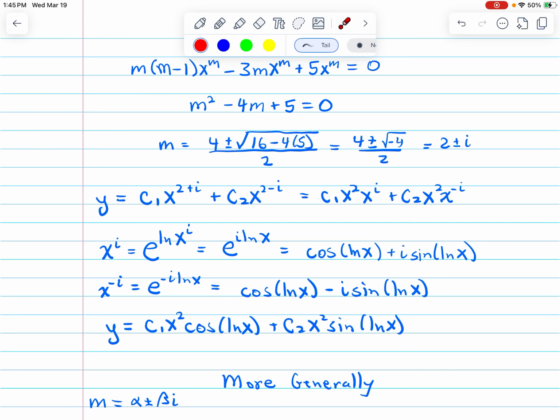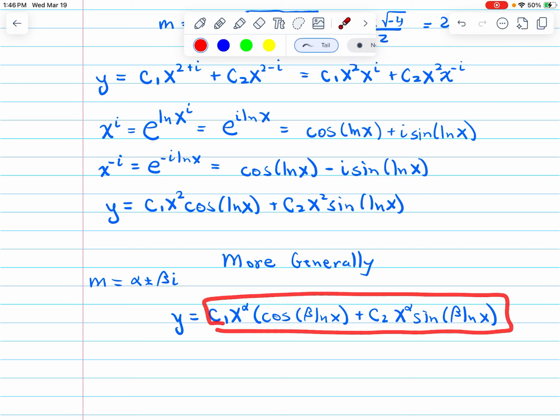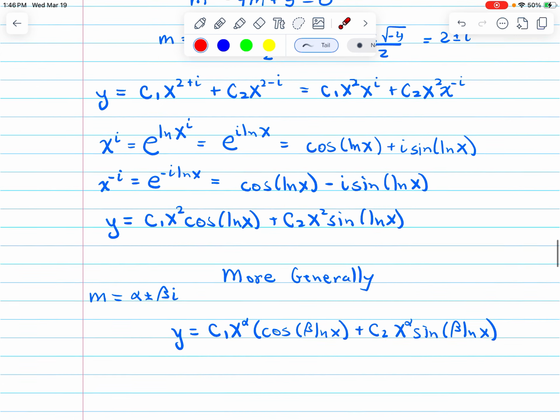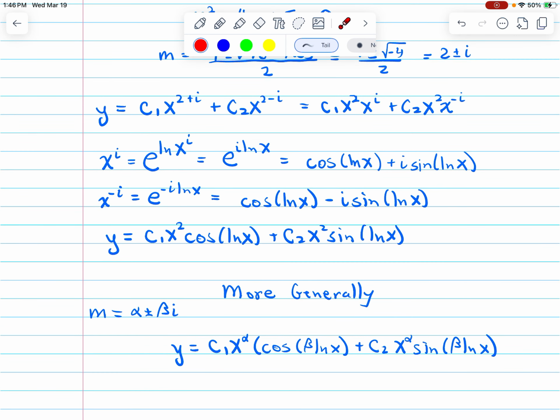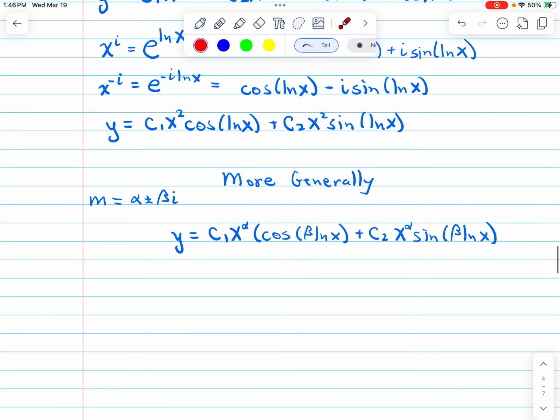Now, more generally, if you come up with an m that is alpha plus beta i, your solution is going to look like this. So notice in our example problem, our beta was 1, so it looked a little different. In other words, we just had 1 log x right here.